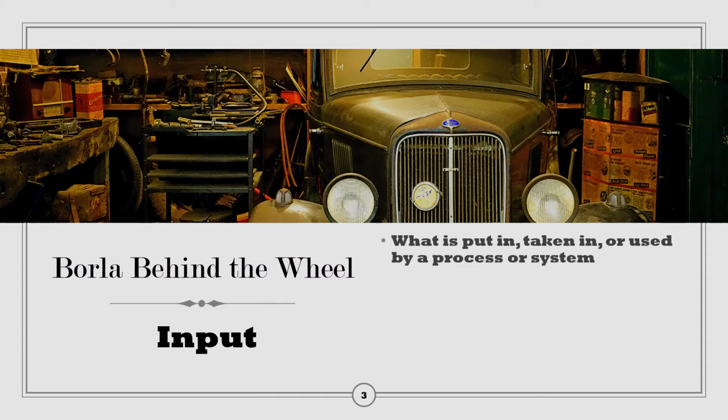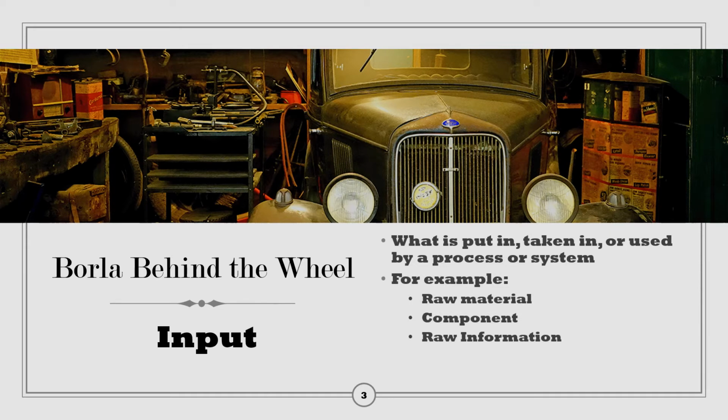So an input is what is put in, taken in, or used by a processor system. So you can kind of think about them like ingredients. If you were going to make a cake, you have to have all of the ingredients ready, and you have to have them in the right proportion to actually make a cake. If you leave out certain things, or you put too much of one, or substitute something for something else, you can have a different outcome than what you expected. So, for example, the inputs are raw material, components, or raw information.